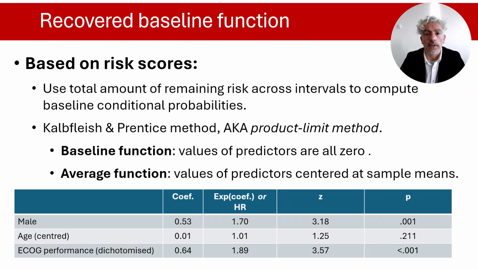There are two ways, basically, to estimate the baseline functions based on these properties of the risk scores. And these two ways only differ in approximations. So the most used method is the one that is dubbed the product limit method. Some software will report it as the product limit method. And using this method, it is possible to estimate a baseline function as well as an average function, whereby the values of the predictors are set fixed at the sample average.